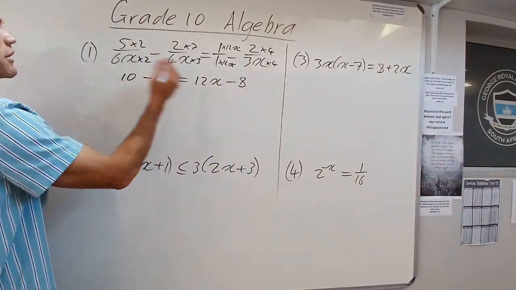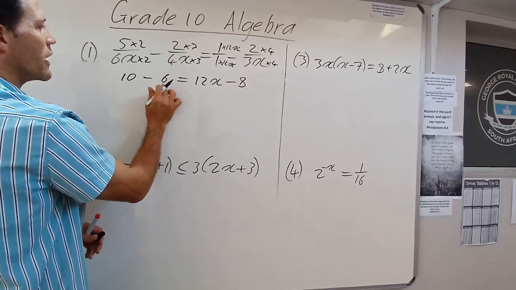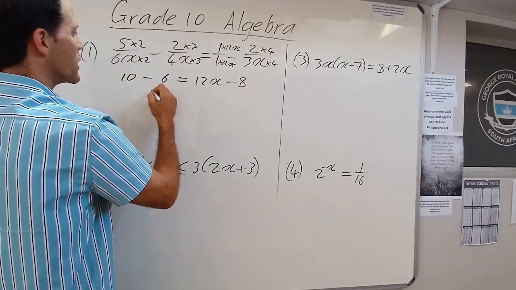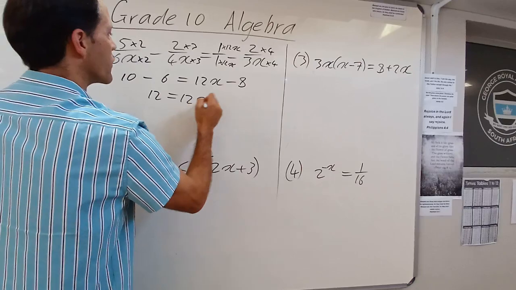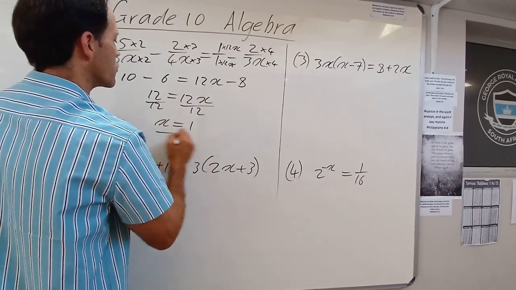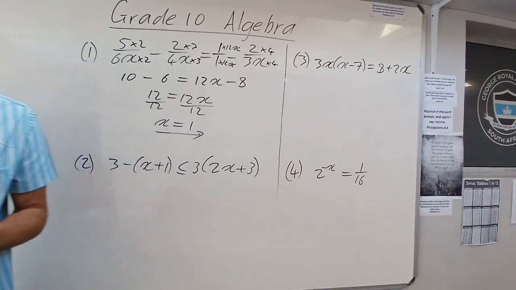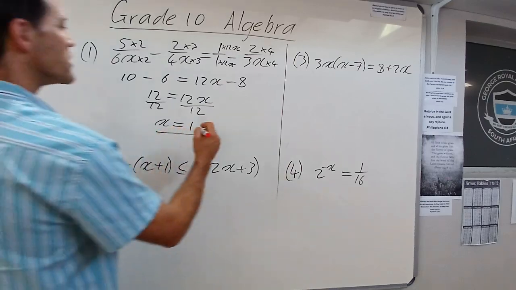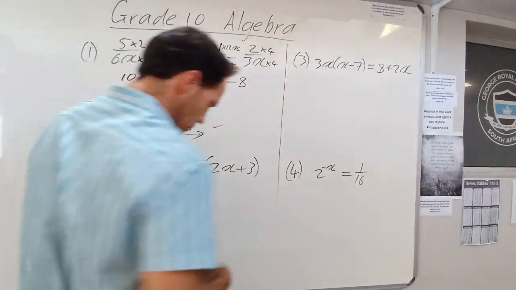Okay, now we can bring the numbers to this side. 10 minus 6 is 4, plus 8 is going to be 12. So we're going to have 12 equal to 12x, and then if you divide by 12, x will be equal to 1. Okay, so that one counted 5. Was it 5 marks? Okay, so obviously the answer will be a mark.